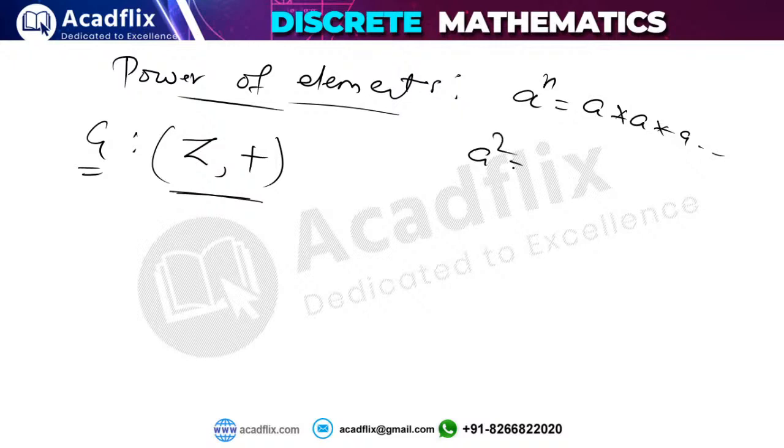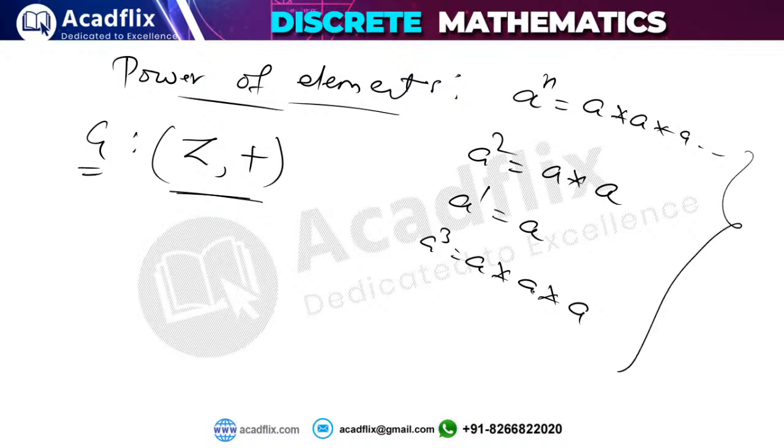For example, what will be a square? A square will be a star a. What will be a power 1? That will be a. What will be a power 3? That will be a star a star a. So this is how we define the power of an element.